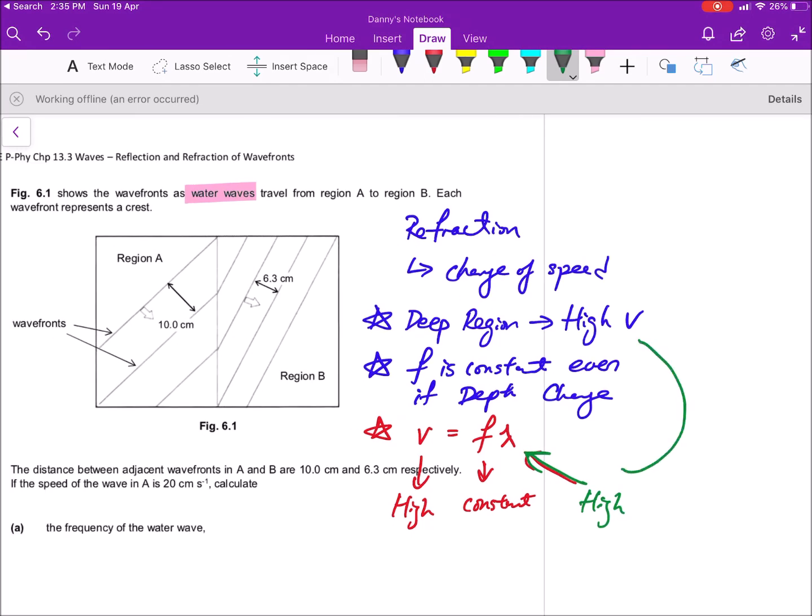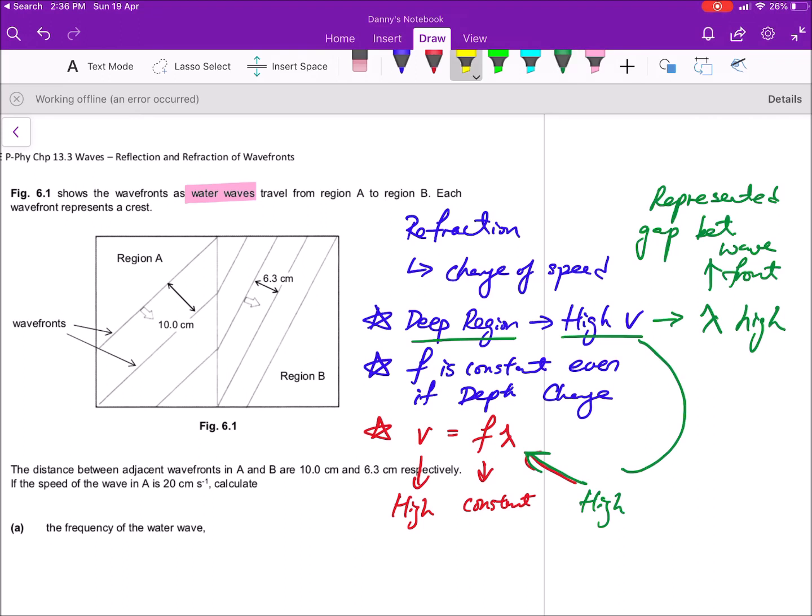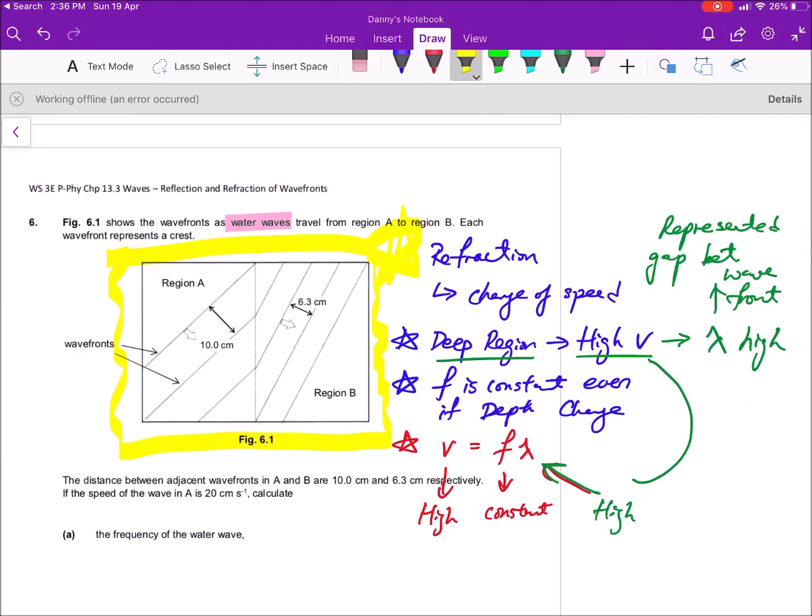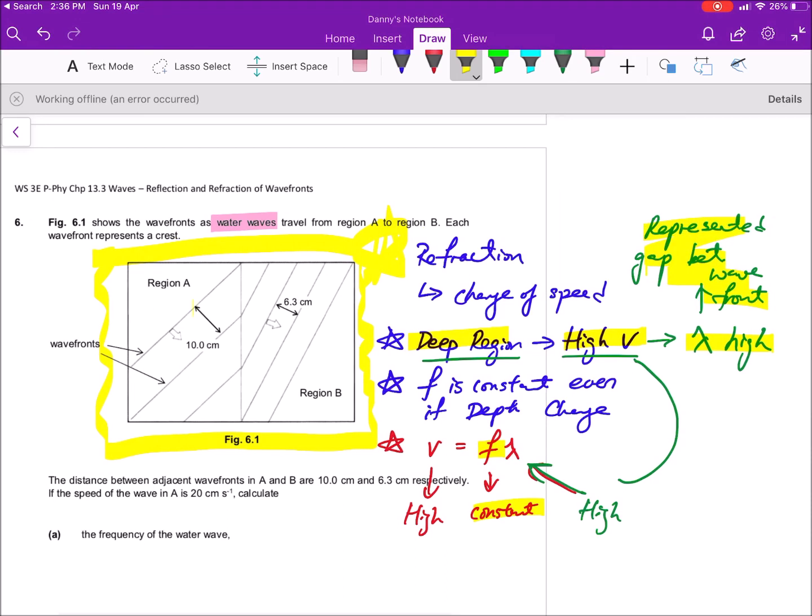So a deep region will have high speed, high velocity. It also means that your lambda will be high, and your lambda is represented by the gap between your wavefronts, right? So with this content knowledge, in this figure, which is the region that is deeper, A or B? Deep region, high speed, and because F is constant, your wavelength is high, and wavelength is given by the gap. Obviously, region A has a larger gap. Larger gap means larger wavelength, and hence region A is deeper, right?